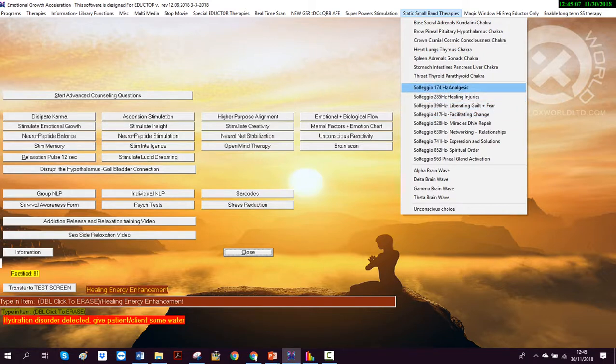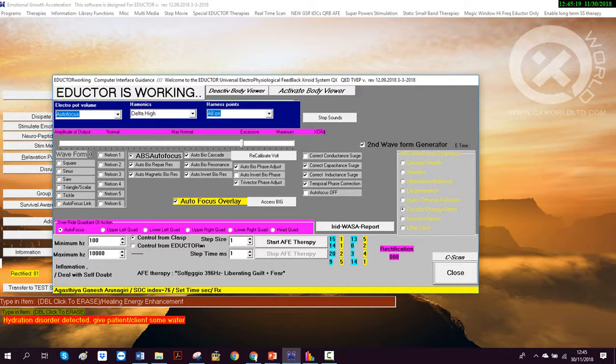Here we have what I call solfeggio, facilitating change, liberating guilt and fear. If I click on this one and click start the IFE, it will tell me what is behind this fear and guilt and everything. What is in relation with this? What is resonating with this? This is really something interesting.